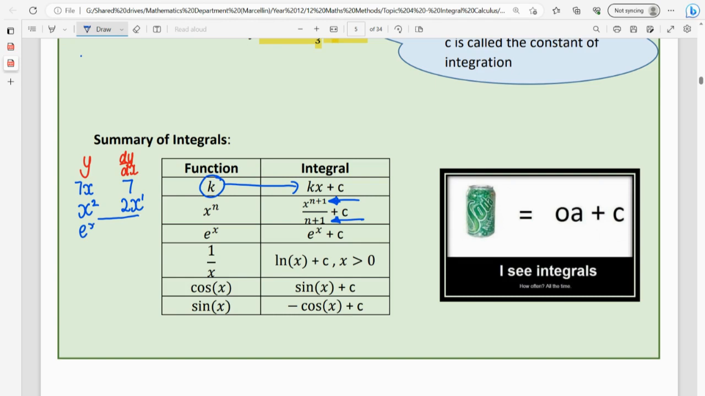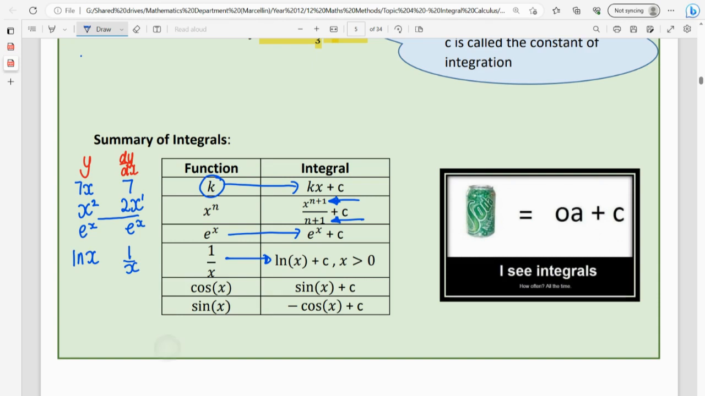Now e to the x, when I differentiate, goes to e to the x, so it makes sense that when I'm going the other direction I go to e to the x. When I have ln of x, then when I differentiate, that goes to 1 on x. So again, it makes sense that when I go from 1 on x, it's going to give me ln of x.